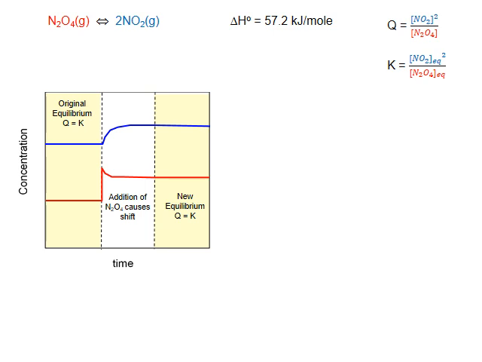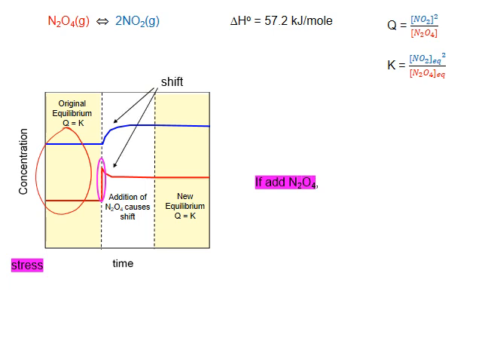Let's look at another example where instead of adding product, we're going to add some of the reactant N2O4. Again, we start with a system that is at equilibrium and introduce a stress to the system. Adding N2O4 causes the concentration of N2O4 to immediately increase. What effect will this have on the reaction? It will cause a shift, but in which direction?